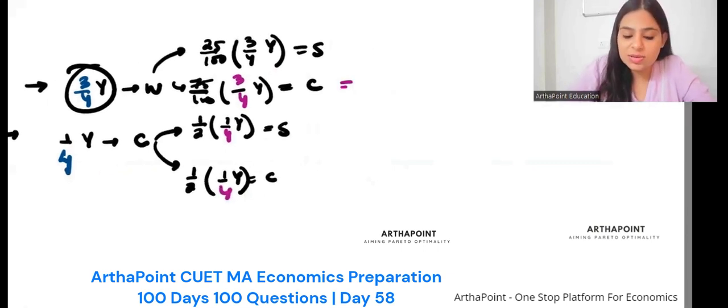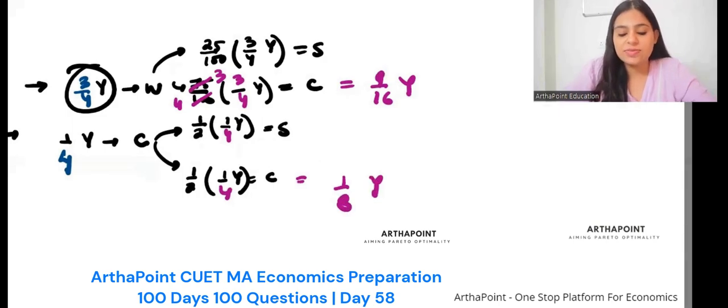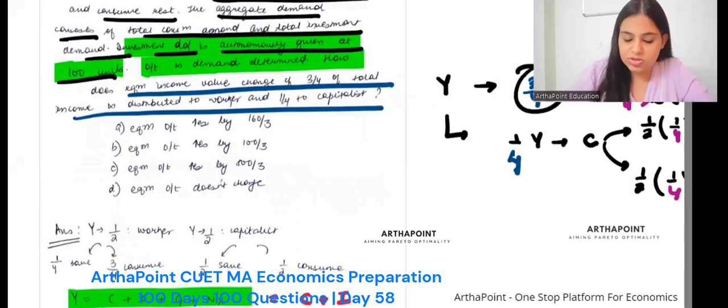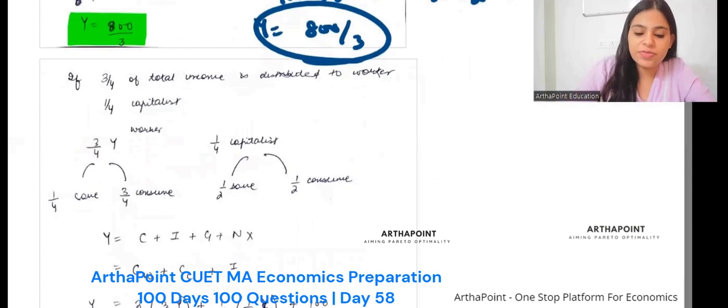So the new consumption by the capitalist and worker. This will be 9/16 of Y. This will be the new consumption by the worker. And this will be 1/8 of Y. This will be the new consumption by the capitalist. So this is exactly what I have done here.